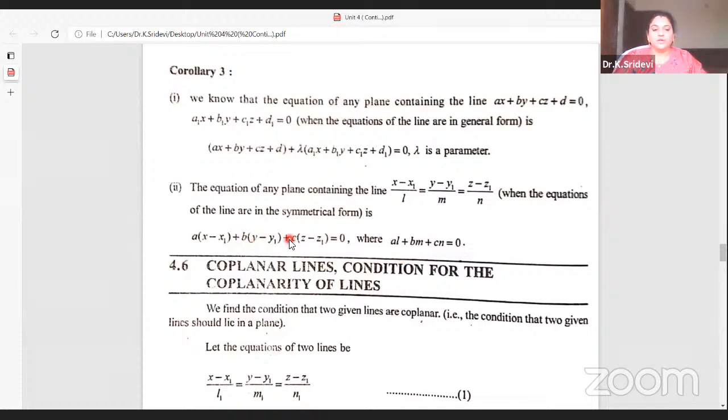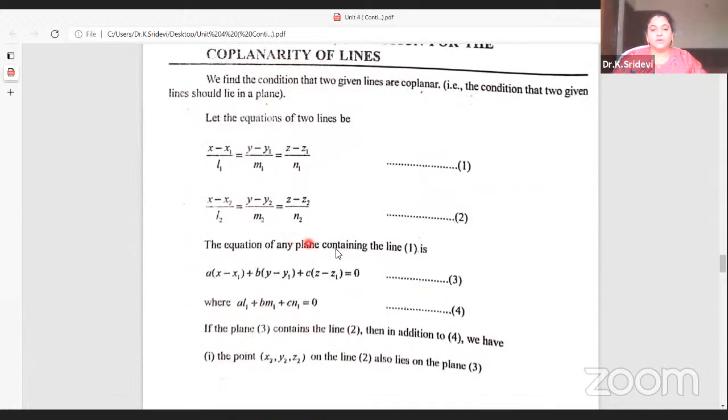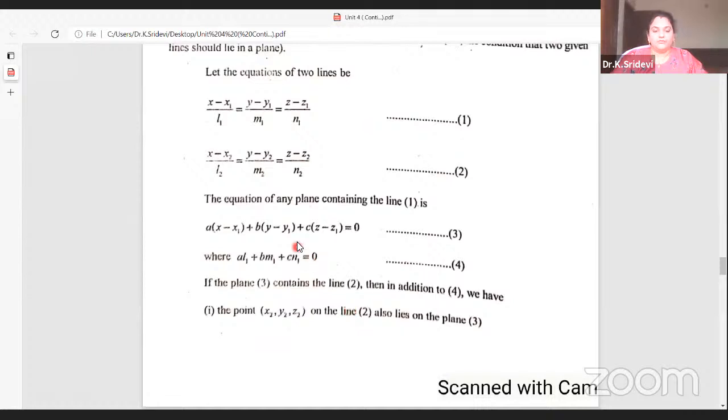Now apply this formula here. The equation of any plane containing the line 1 is a into x minus x1 plus b into y minus y1 plus c into z minus z1 equal to 0, with the condition A L1 plus B M1 plus C N1 equal to 0. Give these equation numbers 1 and 2, and for these two, equation numbers 3 and 4. Anyway, this is the equation of the plane containing the line 1.